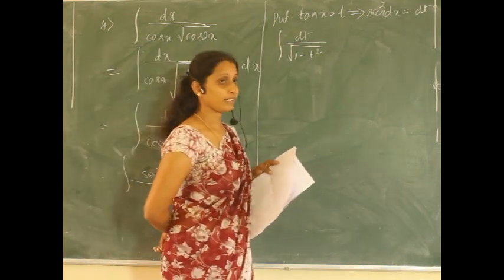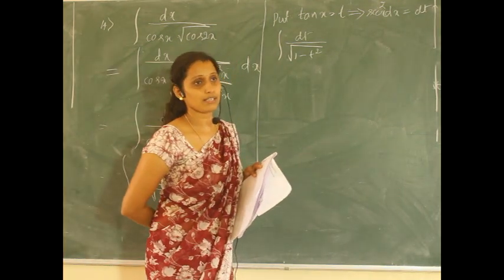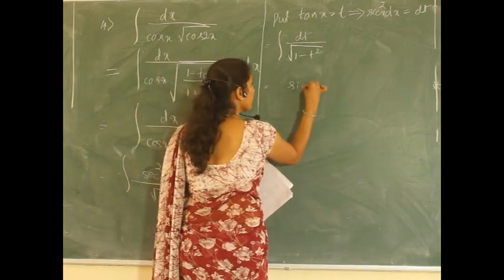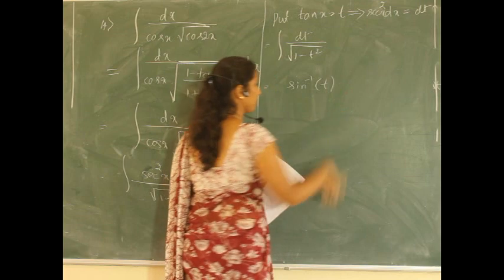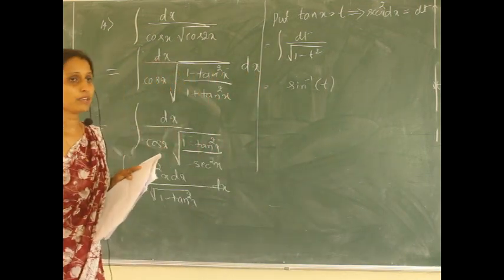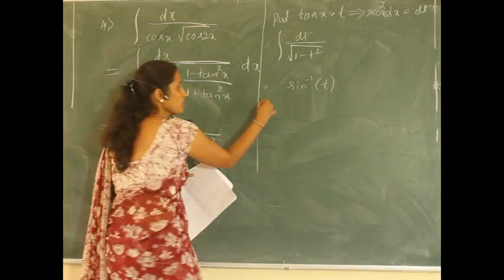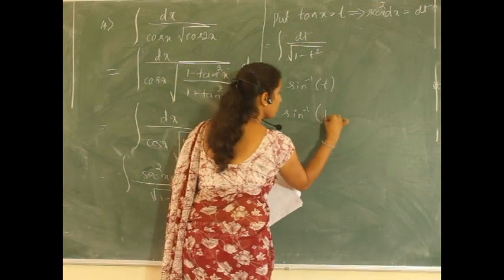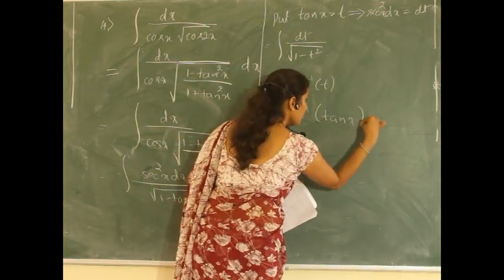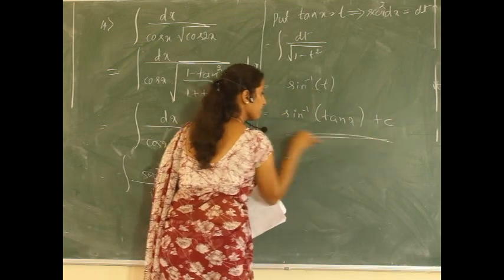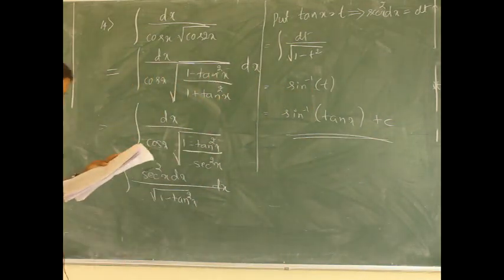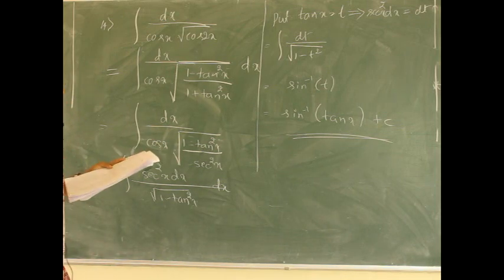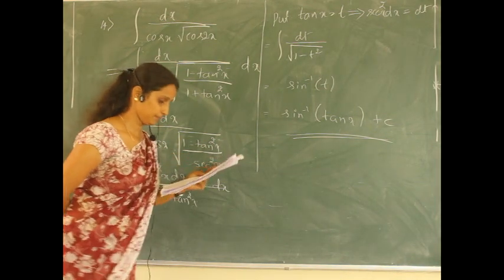The integral of 1 by root of 1 minus t square is sine inverse of t. But what is the value of t? We have taken t as tan x. So this is equal to sine inverse of tan x plus c. So what is the option? Option B, sine inverse of tan x plus c.